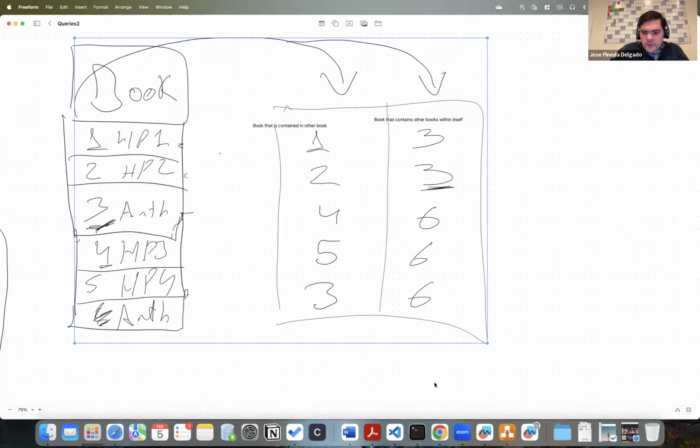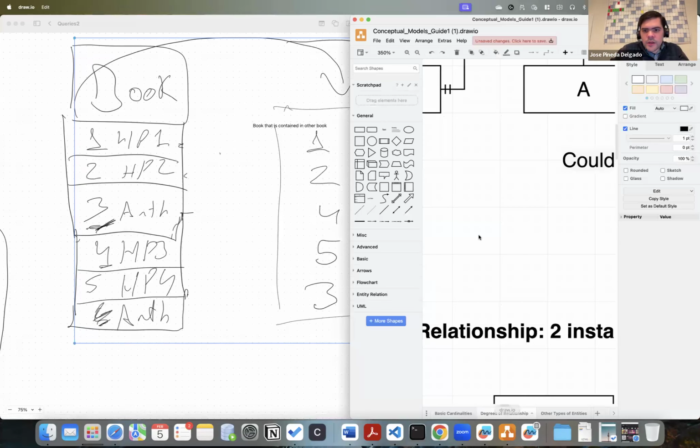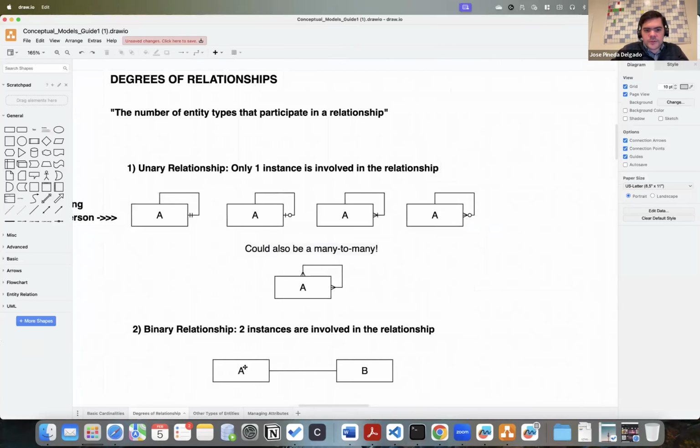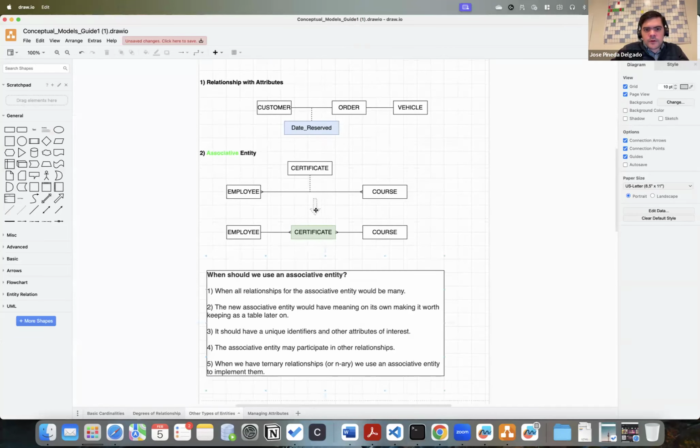So let's go back to the slide, to the raw audio file, and let's look at the descriptions.